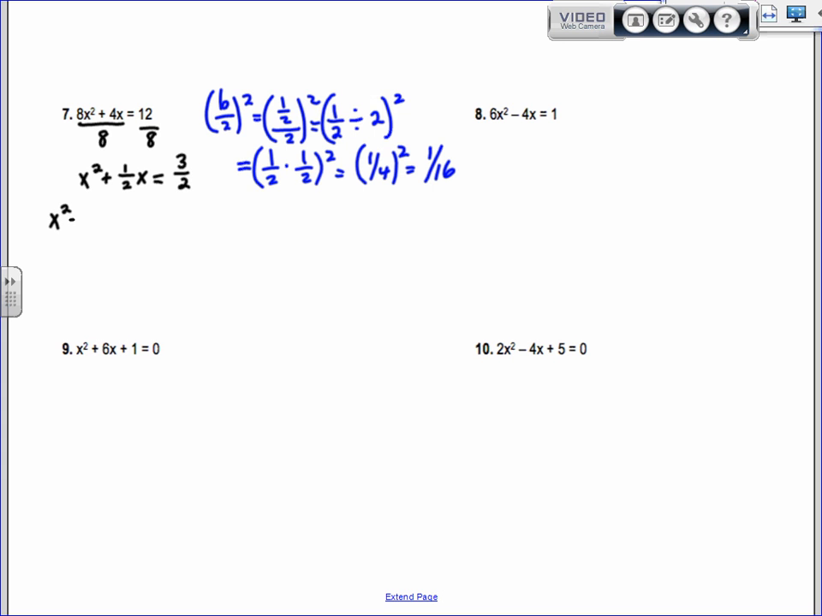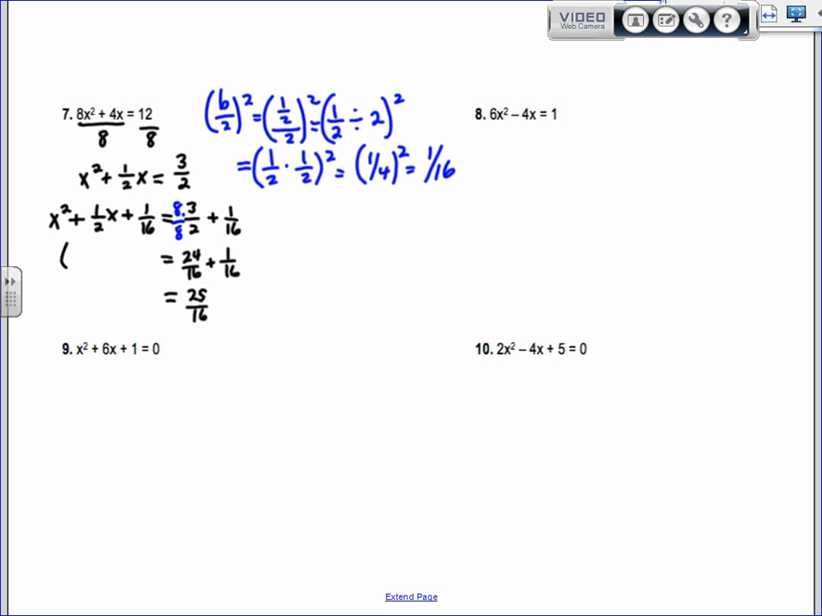So you're going to add to both sides. So I'm going to have x squared plus 1/2 x plus 1 over 16 equals 3 over 2 plus 1 over 16. So I added to both sides. I'm going to multiply by 8 over 8, so that when I combine, I have 24 over 16 plus 1 over 16. So I get 25 over 16. So yes, it would have factored originally. Some of you guys were asking.